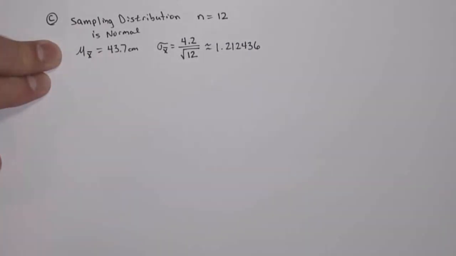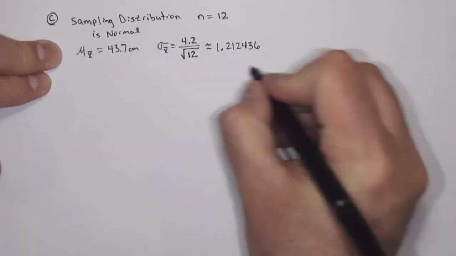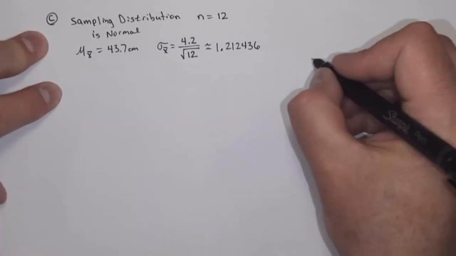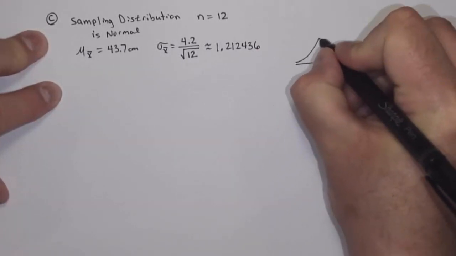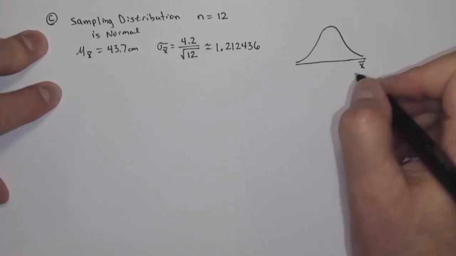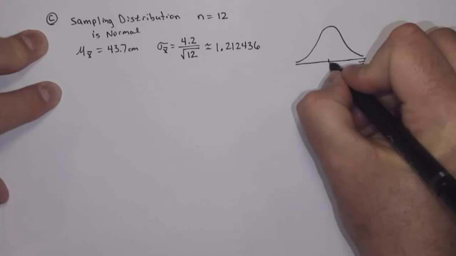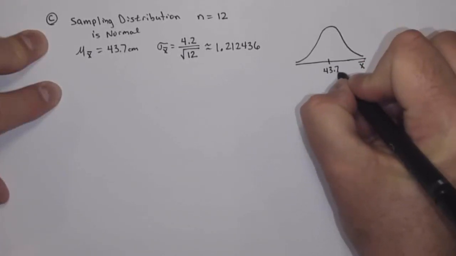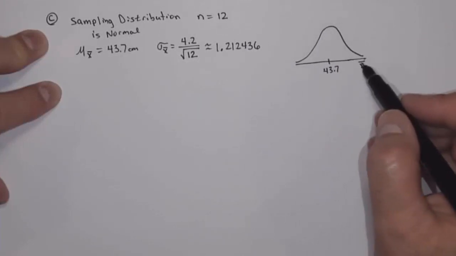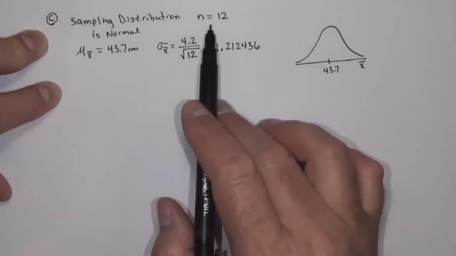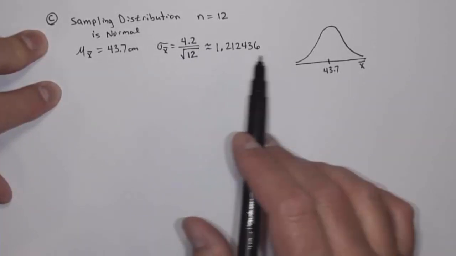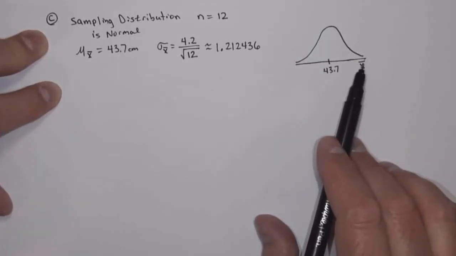1.212436. We always want to carry it out several places because rounding can cause us error. Now, in this case, I have this sampling distribution of X bar. So I have an X bar distribution. Notice my notation here. The mean is 43.7. And this sampling distribution would be even taller and skinnier than the sampling distribution when we had n equals 9 because we have a smaller standard deviation. So the smaller standard deviation makes us even taller and skinnier.